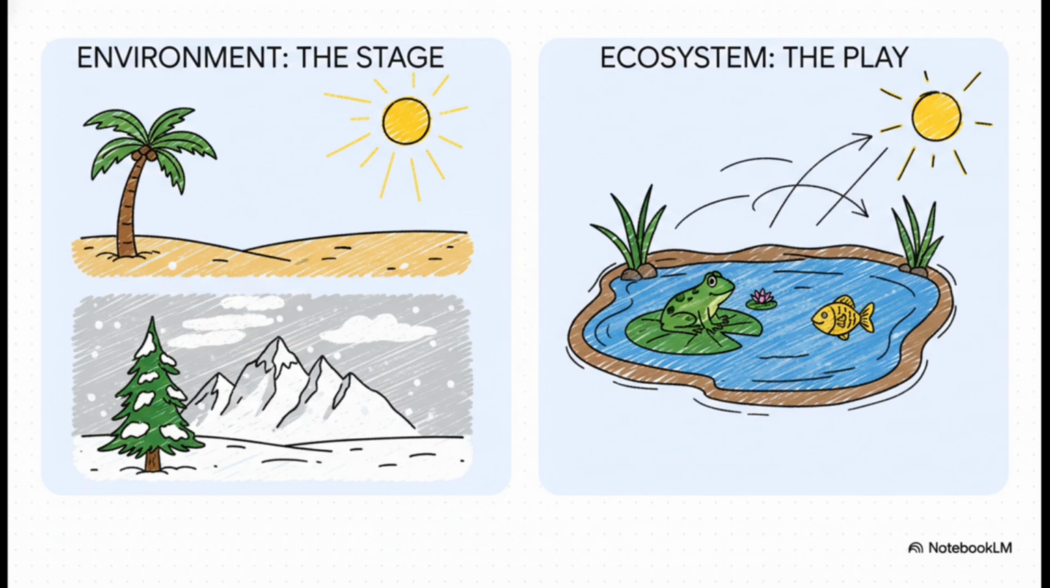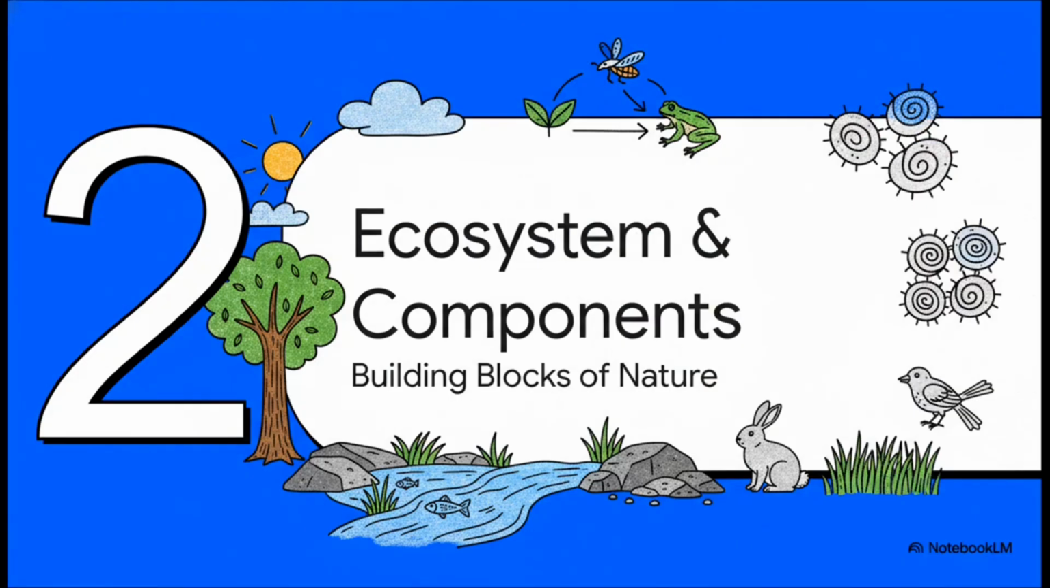Super cold there. But an ecosystem, that's a bit more specific. It's where all the living things, we call them biotic, and all the non-living things, the abiotic ones, interact with each other. Think of it like this. The environment is the whole stage, but the ecosystem is the actual drama, the play that's happening on that stage. Make sense? Okay, so let's zoom in on that play, the ecosystem. This is where all the action happens. It's really the basic working unit of nature, and it's made up of a few key parts.